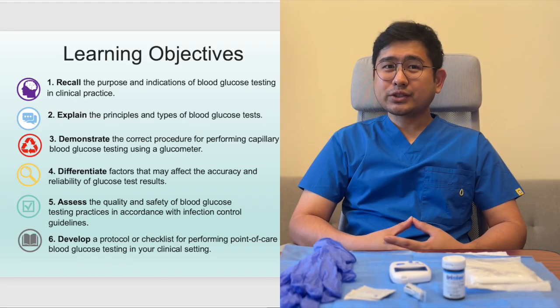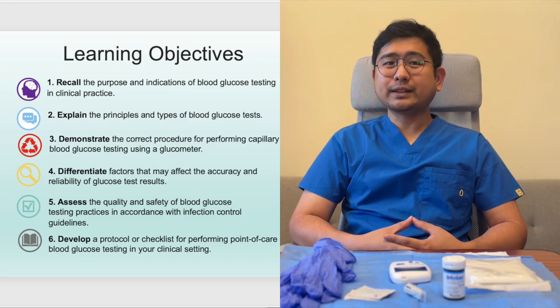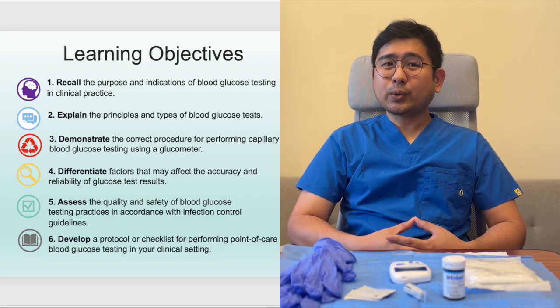So by the end of this session, you will be able to: number one, recall the purpose and indication of blood glucose testing. Number two, explain the principles and types of glucose tests. Next, demonstrate the correct technique for capillary testing. Analyze factors affecting accuracy. Evaluate infection control and quality practices. And finally, create or adapt a protocol for safe practice in your workplace.